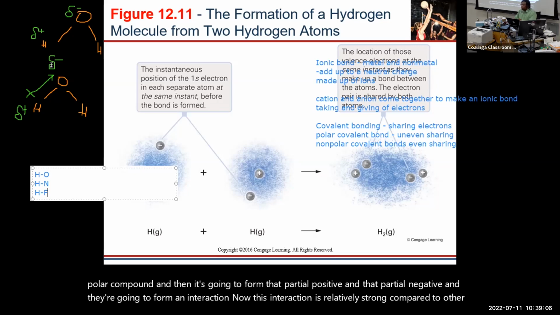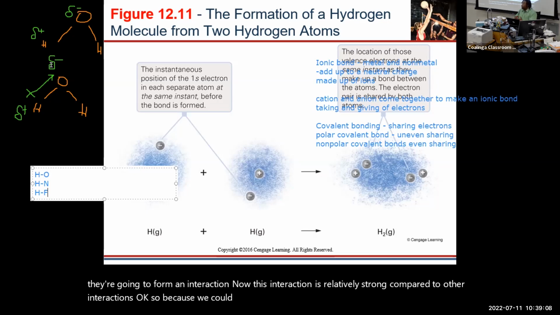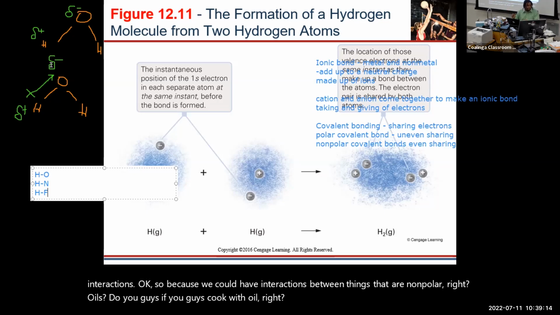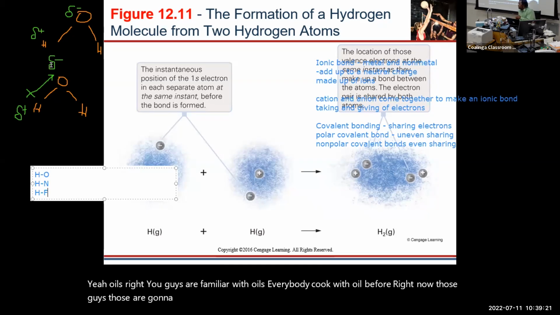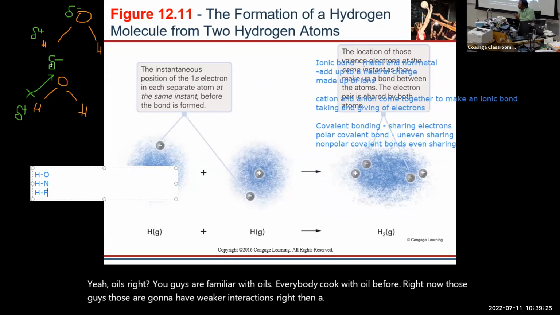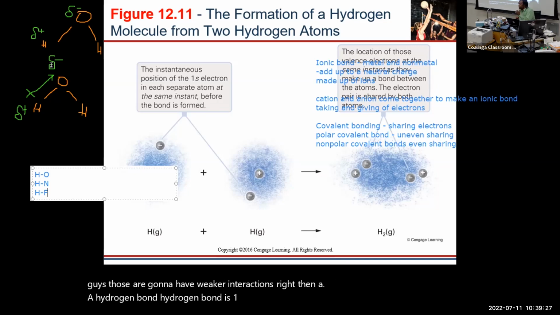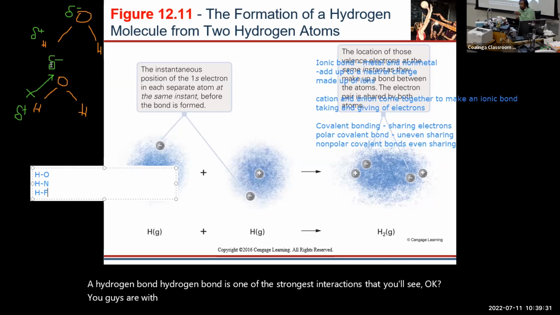Because we can have interactions between things that are non-polar, right? Like oils. You guys cook with oil, right? You guys are familiar with oils. Everybody's cooked with oil. Now, those guys are going to have weaker interactions than a hydrogen bond. Hydrogen bond is one of the strongest interactions. You guys are with me so far?